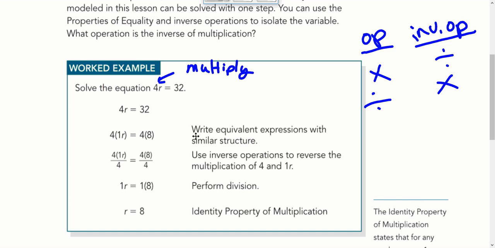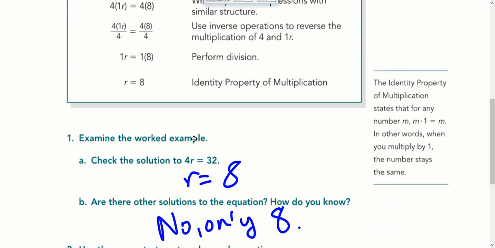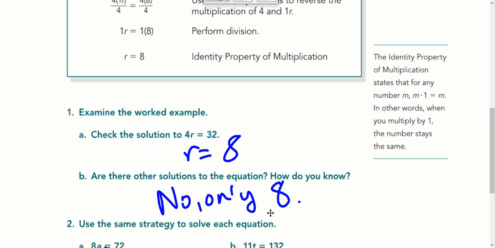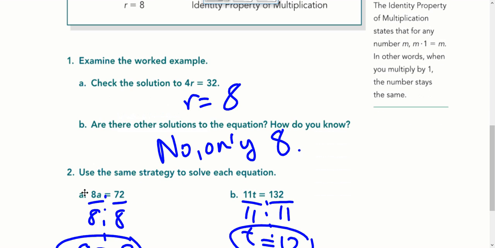Okay? So let's look at that a little bit differently. Our solution is r equals 8. Are there any other solutions to this equation? No, only 8 is the solution. It's the only thing that will make it true. All right? Now let's look at this.